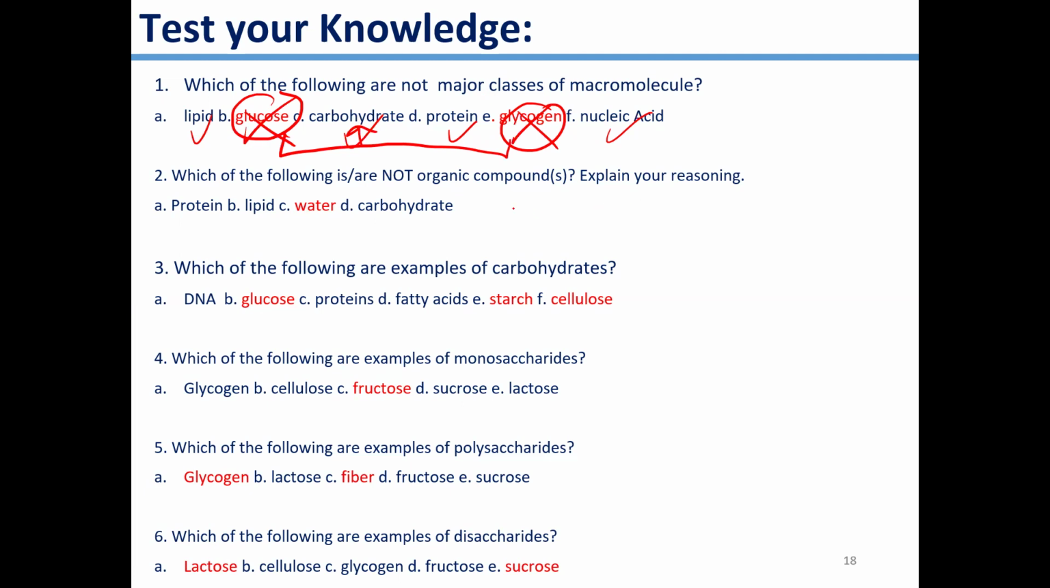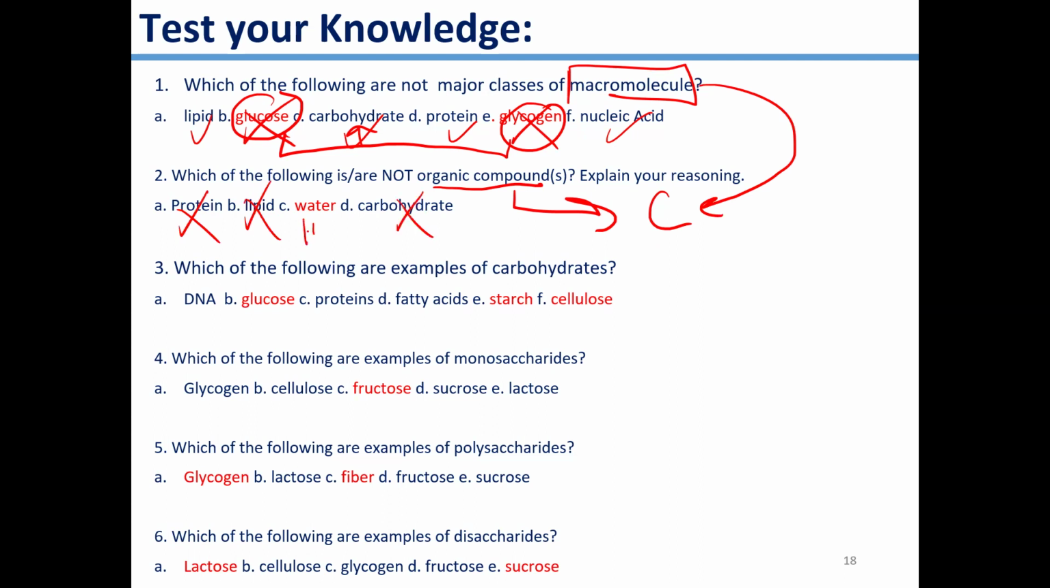Which of the following is or are not organic compounds? Explain your reasoning. Remember, when it comes to organic compounds, we need that special element, which is going to be carbon. We know that all macromolecules are going to contain this carbon. So we know proteins, a macromolecule, are going to have it. We know lipids are going to have it as well. We know carbohydrates are going to have it. Water, H2O, does not have carbon, so that is going to be an inorganic compound.